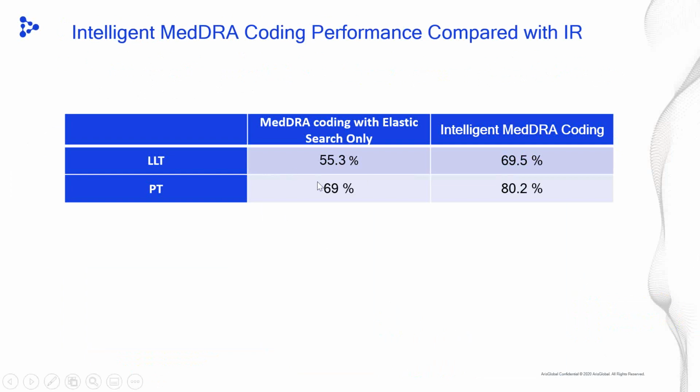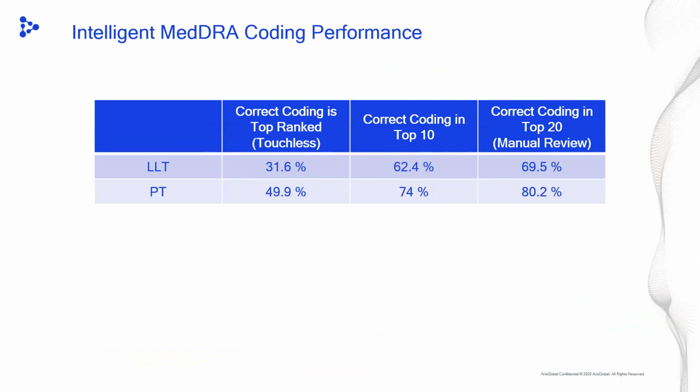So here I'm comparing the performance we are getting with just Elasticsearch only versus the intelligent MedDRA coding. This is with some test data gotten from the production data set, but eliminating all the duplicates and leaving out only a representative data set. If we look at top ranked, top ranking is a pretty low percentage, but if I display to a manual reviewer who can pick from the top 10, then the performance goes up much higher. If you include top 20, it's even better.